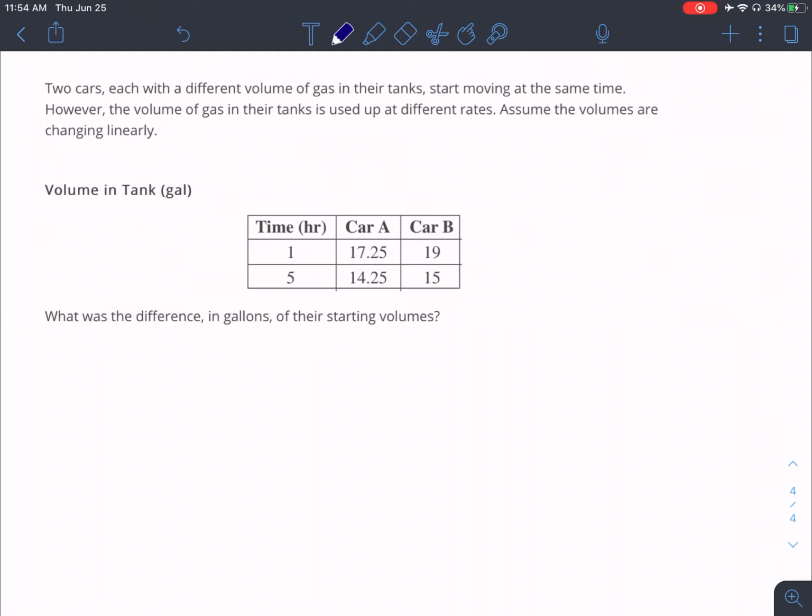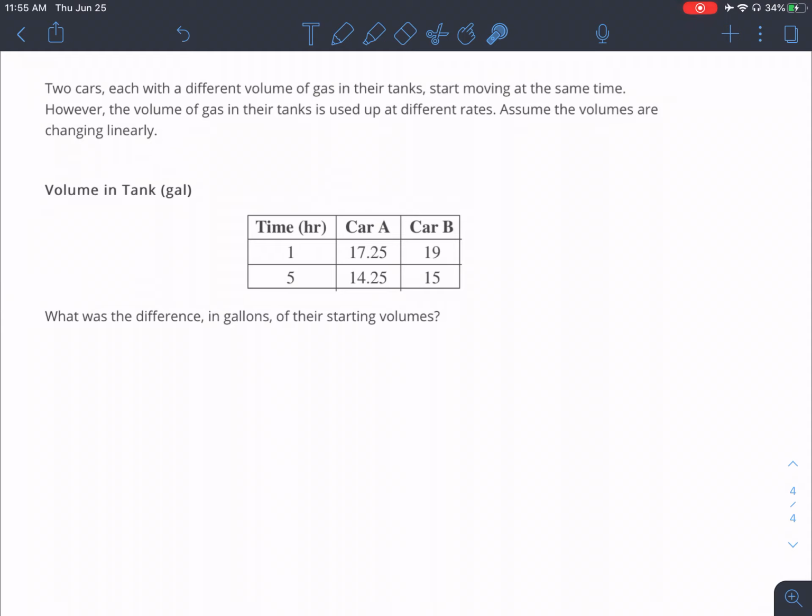So in this example, we're going to look at how to use linear functions to model data and answer some questions regarding the real application problem. It says two cars, each with a different volume of gas in their tanks, start moving at the same time. However, the volume of gas in their tanks is used up at different rates. Assume the volumes are changing linearly. That part tells us that we're going to use a linear function, okay?